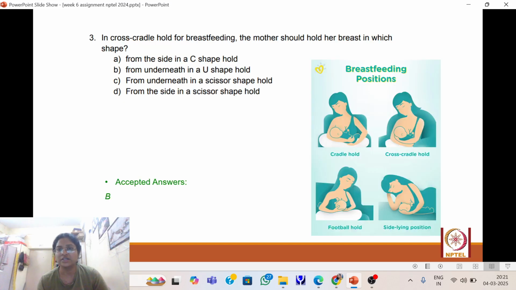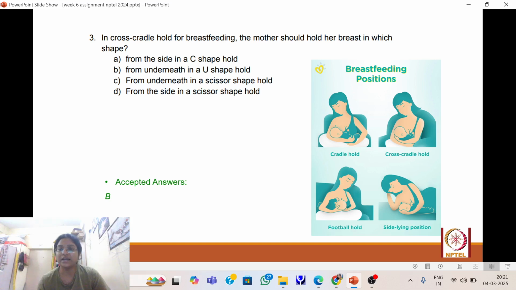holding positions. Here you can see the breastfeeding positions. These are the cradle hold, cross cradle hold, football hold, and sideline position. These are the positions in which the baby can suck or have the breastfeeding properly.